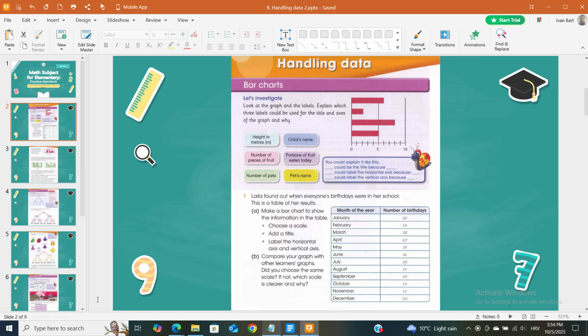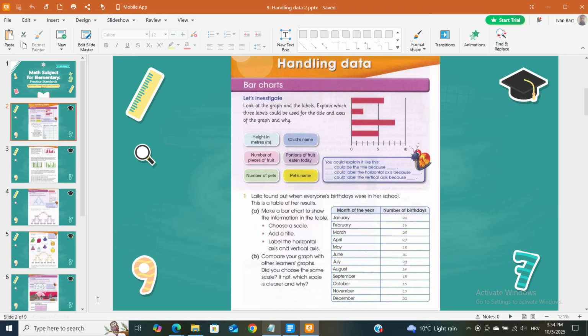Number of birthdays. January 20. February 16. Add a title. Label the horizontal axis and vertical axis. March 28. April 27.